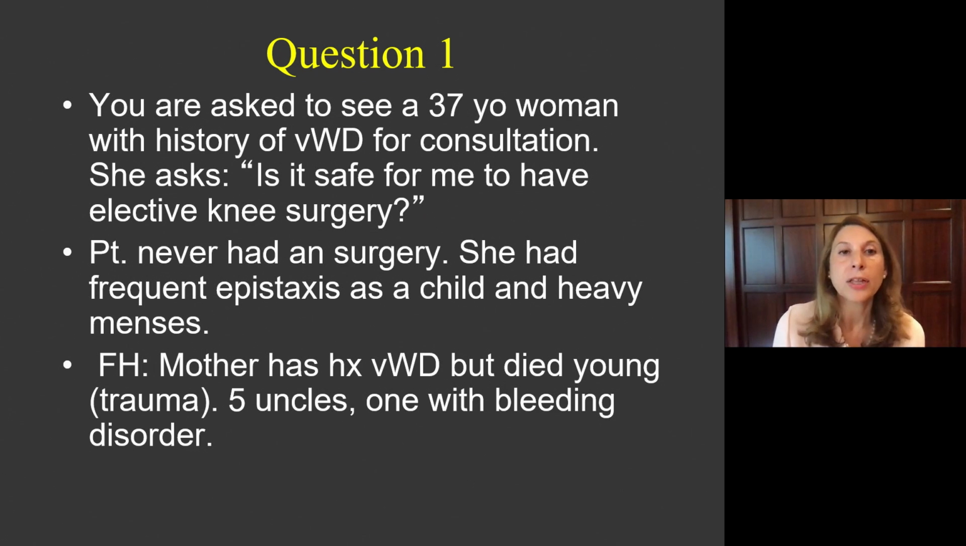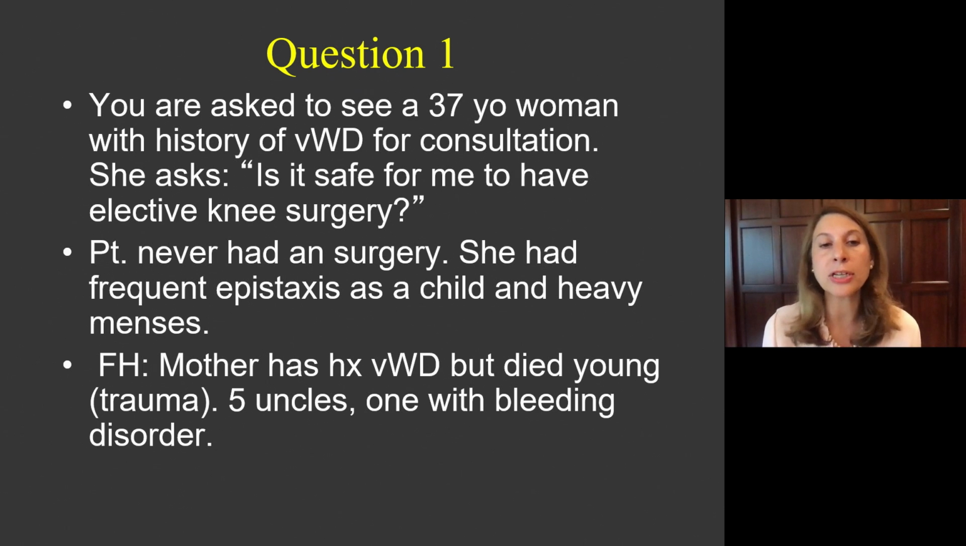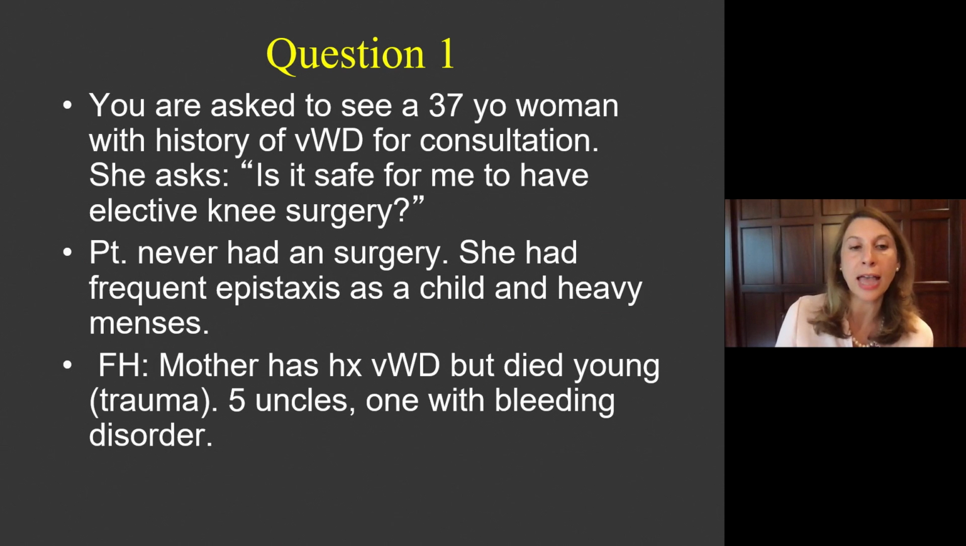So let's start. Question 1, you are asked to see a 37-year-old woman with a history of von Willebrand disease for consultation. She asks, is it safe for me to have elective knee surgery? The patient has never had surgery before. She had frequent epistaxis as a child and heavy menses. You get a family history, and the mom has a history of von Willebrand disease, but died young due to trauma. She tells you that she has 5 uncles. Her dad has no bleeding, but one of the 5 uncles does have a bleeding disorder.